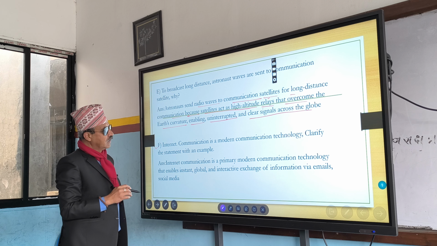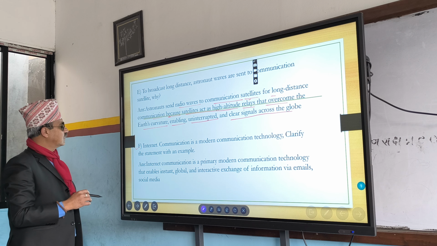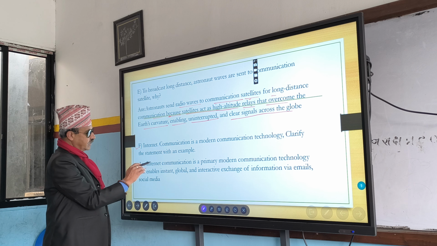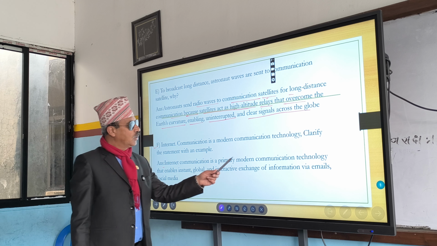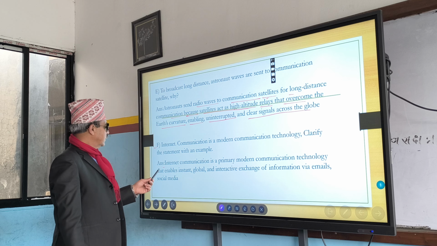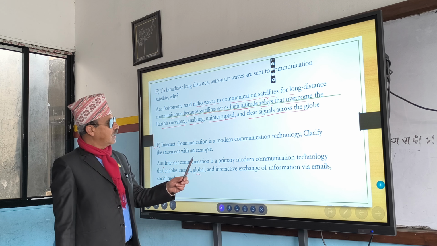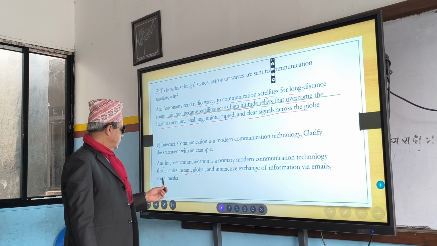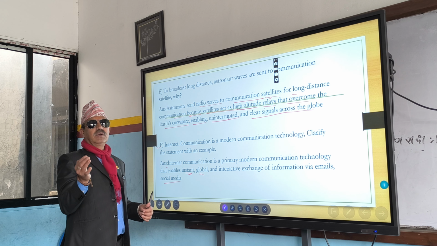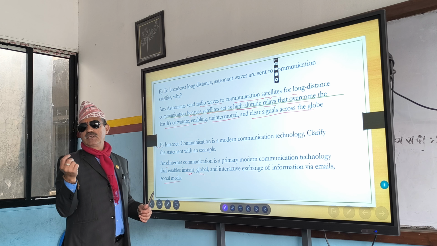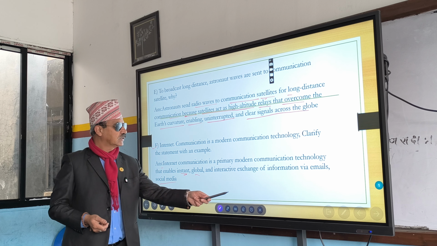Number F. Internet communication is a modern communication technology. Clarify the statement with an example. What is written here? Internet communication is a primary modern communication technology that enables instant, means quick, global and interactive exchange of information through emails, social media, etc. So, are we able to communicate with our relatives in a second or not? That is the example of internet communication.